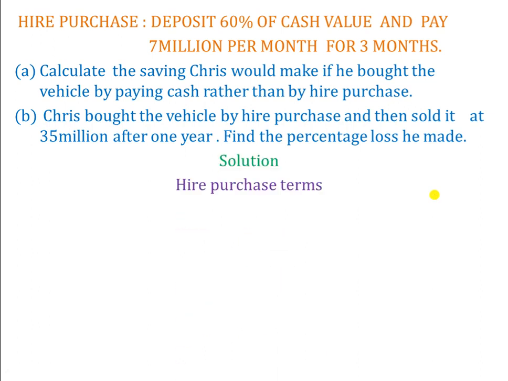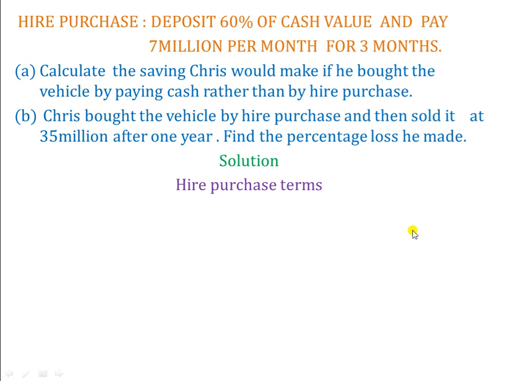Now, we are going to look at part A first. They're saying calculate the saving Chris would make if he bought the vehicle by paying cash rather than by hire purchase. So we are going to look at a situation of hire purchase, then we look at a situation of paying cash. Then we compare these two situations and realize which one would be greater or higher or even more expensive than the other. Then from that point, we shall make the deduction that satisfies our part A of the question.